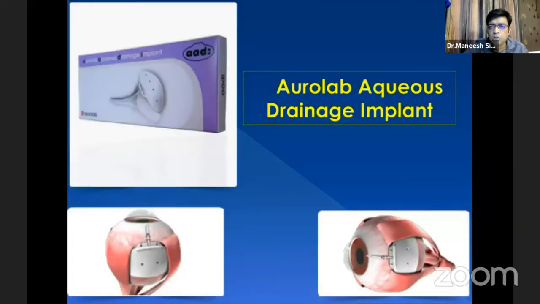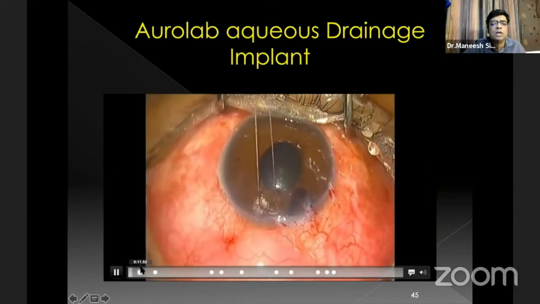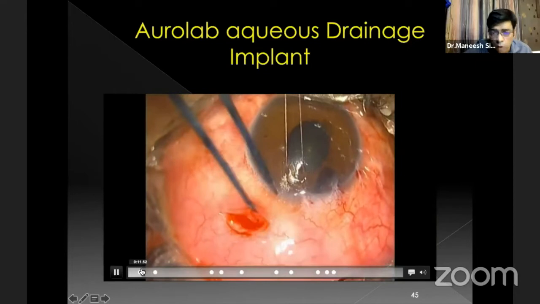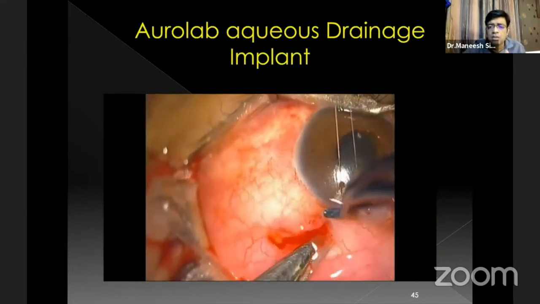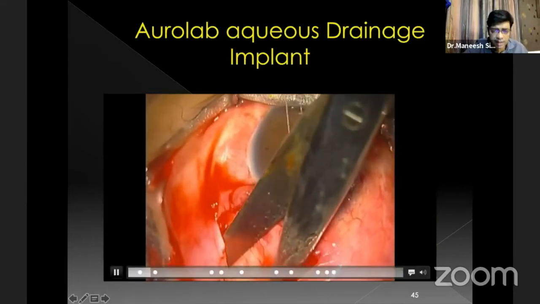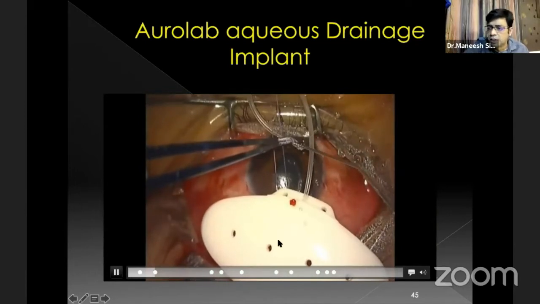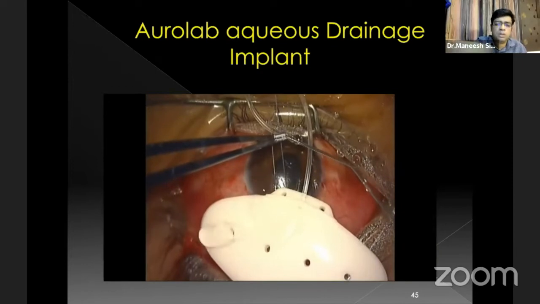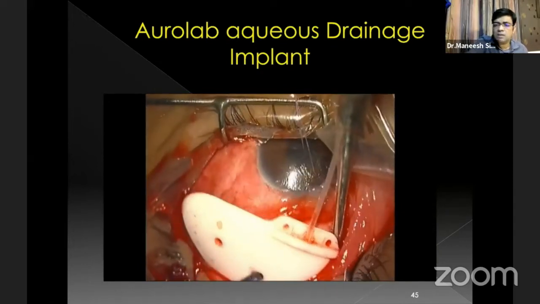I'll talk about the Aurolab aqueous drainage implant. It's a great addition to the armamentarium because it's almost one-fourth of the price of the Ahmed glaucoma valve. So considering the Indian scenario, it's a very good addition. Only thing, it's a non-valved implant, so the technique is slightly difficult and slightly different. For these patients, and because it's a much bigger implant, you have to make a larger conjunctival dissection.